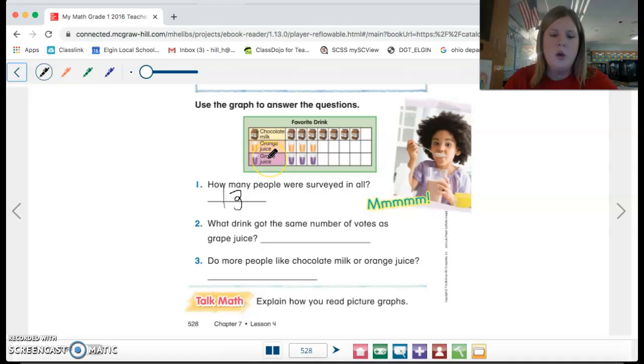It says, what drink got the same number of votes as grape juice? So which drink up here has the same amount as grape juice? Is it chocolate milk? No, way too many. What about orange juice? Does orange juice have the same as grape juice? So we are going to write orange on this line because orange has the same as grape juice. Orange.